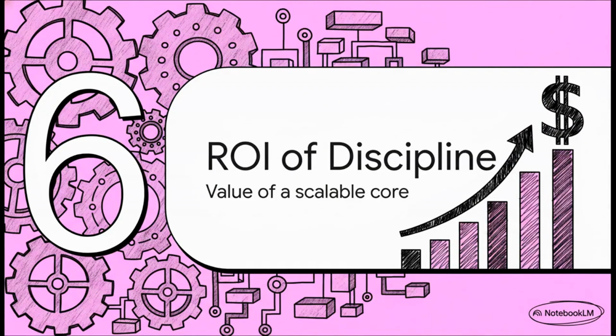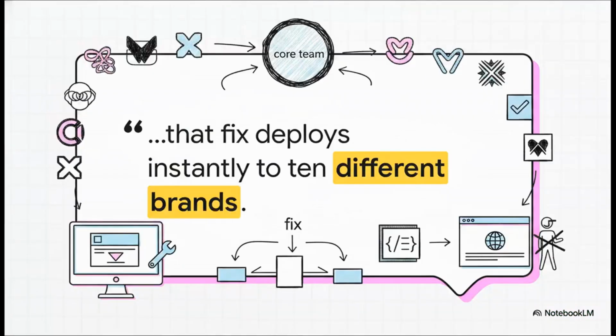Finally, Section 6, the ROI of Architectural Discipline, the business value of a scalable core. Building a multi-brand system like this requires a massive upfront investment in rigor and token logic. But I want you to consider this scenario. When the core team fixes a bug in the drop-down menu, that fix deploys instantly to 10 different brands. That right there is the holy grail.